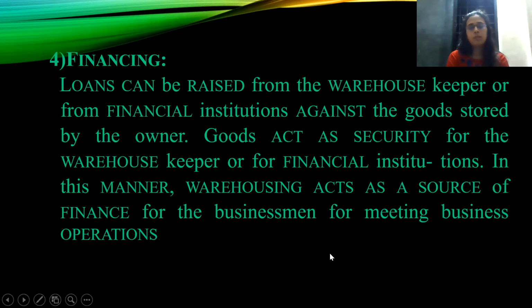So next, financing. Loans can be raised from the warehouse keeper or from financial institutions. Many times we are in need of money as a manufacturer, as a producer. If I need money and want a loan from the bank, I can take the warehouse receipt to the bank and get a loan against that receipt. How? I will tell you. In the warehouse receipt they will write each and every detail: how many goods are there, what the cost of it is, all the details will come in it.